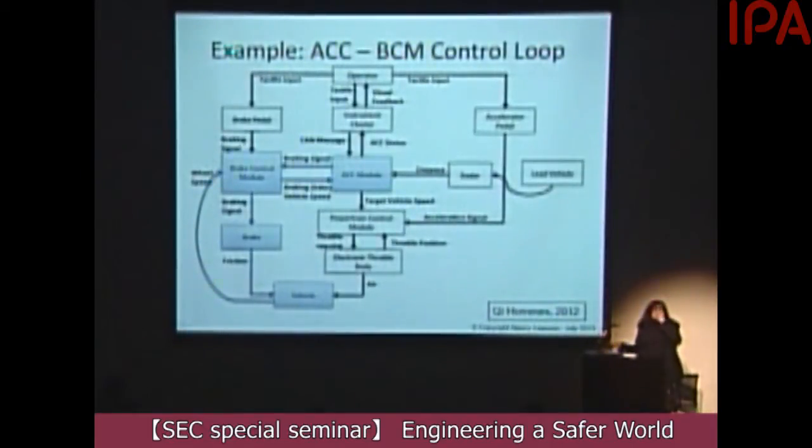We can also do this down within the physical system. This is an example for an adaptive cruise control in an automobile. BCM is the brake control module. We have an operator, controls, and instruments. The instruments send messages to the adaptive cruise control module. That sends a braking signal to the brake control module, which gets feedback about the brake status and the vehicle's speed. The brake control module sends a braking signal, which leads to braking the vehicle. There's also the powertrain, which affects the electronic throttle, which affects the vehicle. There are other inputs. For example, radar shows the distance between two vehicles.